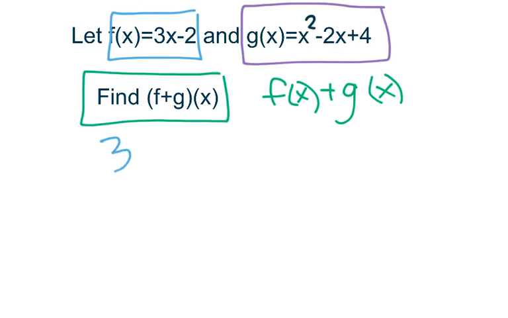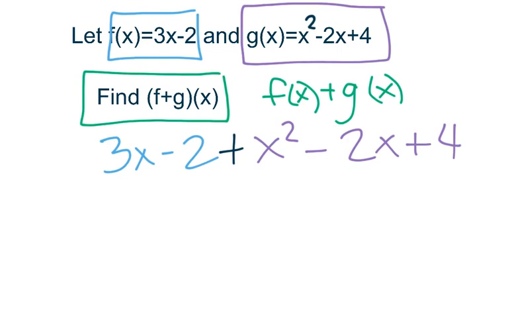Okay, so f of x was 3x minus 2, and we're going to add that to the g of x function, x squared minus 2x plus 4. If you remember from previous math courses, all you got to do is start adding like terms. The biggest exponent I see is x squared. I'm going to do this in orange. There's no other x squared to be added, so you're just going to have 1x squared. Now I'm going to put a slash through it just to make sure I understand that I've used that one already.